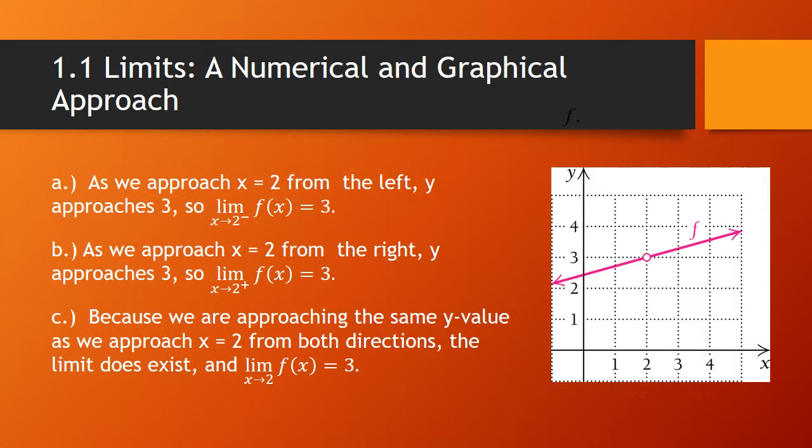Now again, does the point (2, 3) actually exist on this graph? No, it doesn't. But that's not the question. The question is, what is the limit? What are we approaching as x approaches 2?